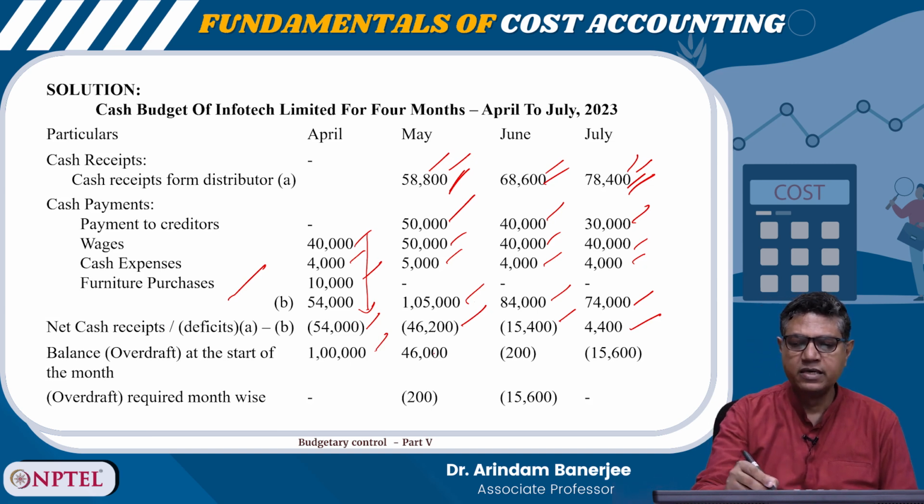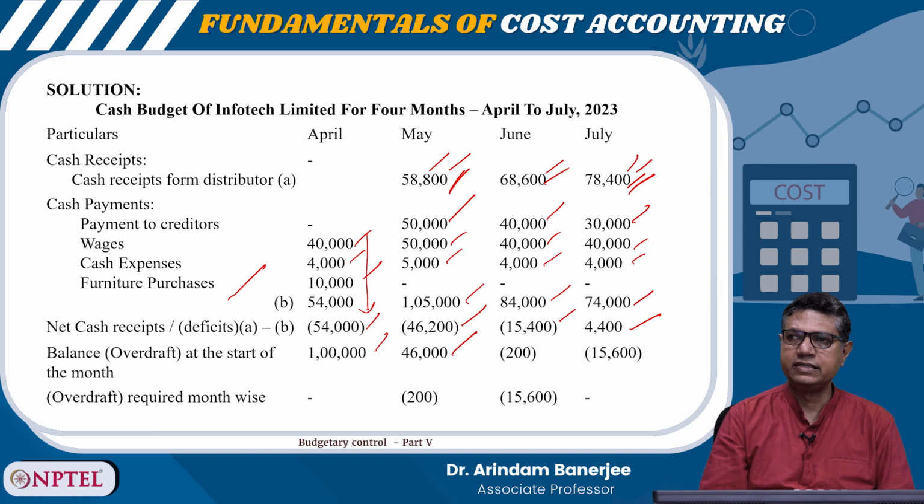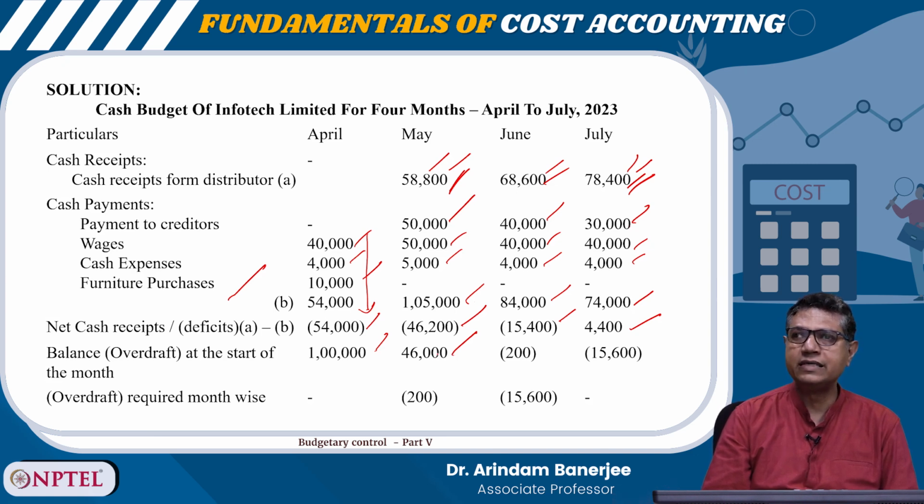So next month, after adjusting 54,000, the balance will be 1 lakh minus 54,000, so 46,000, right? Then 46,000 and 46,000. So in this month, there is a deficit of 46,200 in the month of May. After adjusting it, the balance is now coming to negative. So the company will need overdraft of 200, right?